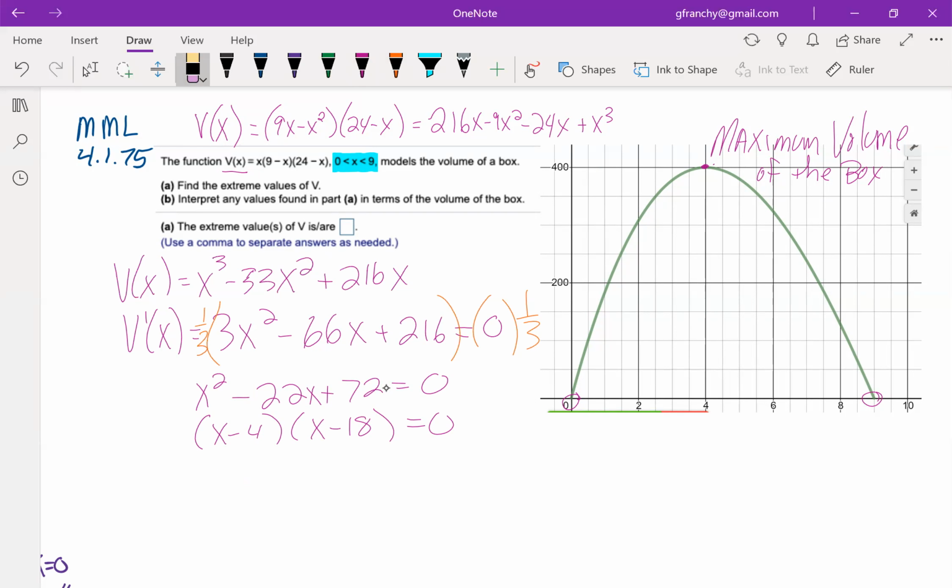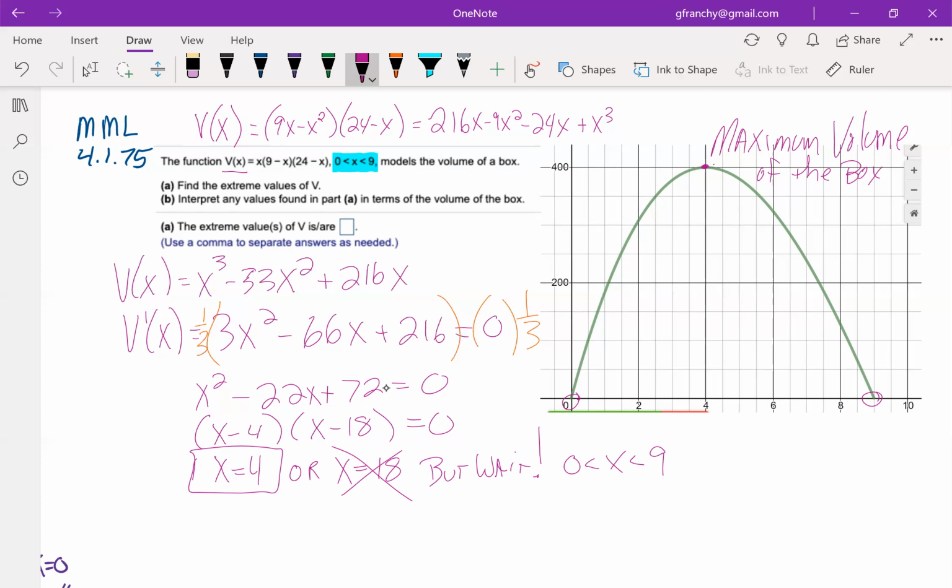That's what happens when you go to skip steps. You subconsciously just write it out like you were going to. So this means x is going to equal 4, or x is going to equal 18. Because the domain is between 0 and 9, we can only go ahead and take solutions that lie within the domain of the original there.